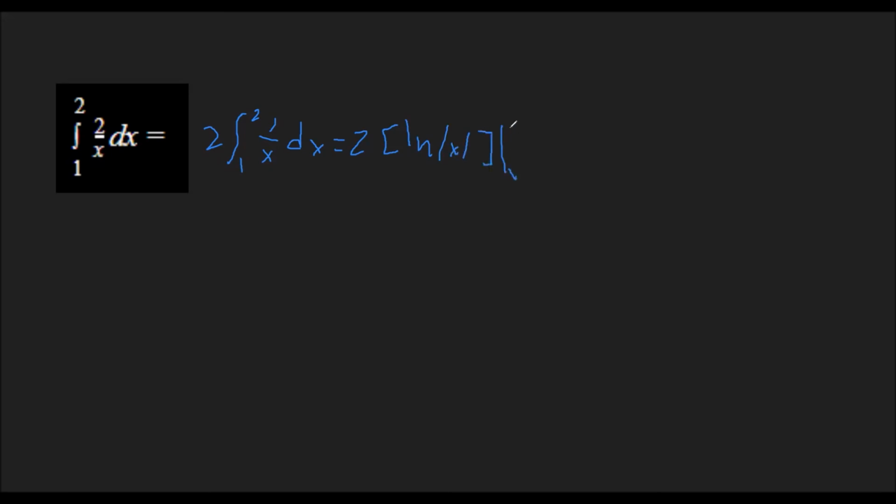from 1 to 2. Now let's substitute in 2 and 1. So this integral is equal to 2 times natural log 2 minus 2 times natural log 1. And natural log 1 is equal to 0. So this entire integral is equal to 2 times natural log 2.